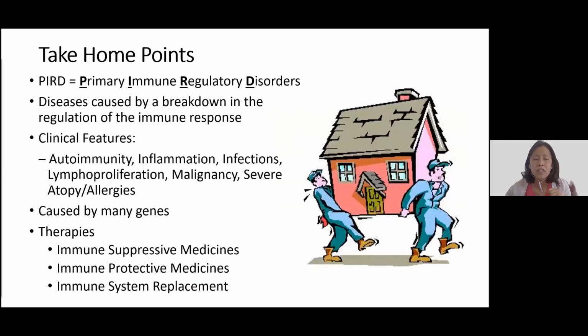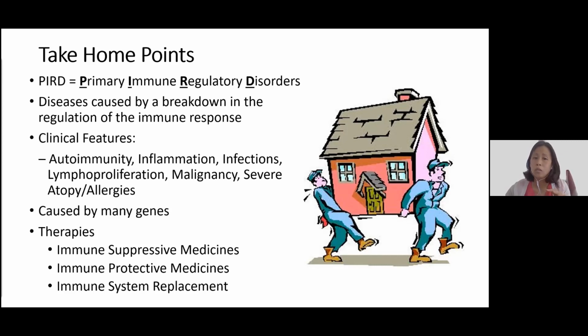All right, so just some take-home points from today's talk. PIRD stands for primary immune regulatory disorders. These are diseases caused by the breakdown in the regulation of the immune response. And so we're not able to get that immune system to be right in that perfect window of not being too hot and not being too cold, just right. The patients can develop a variety of clinical features, so autoimmunity, inflammation, infections, lymphoproliferation, malignancy or cancer, and also severe atopy or allergies can be seen in these patients.